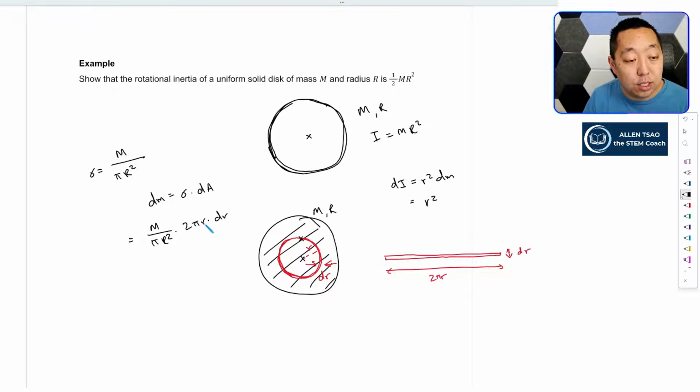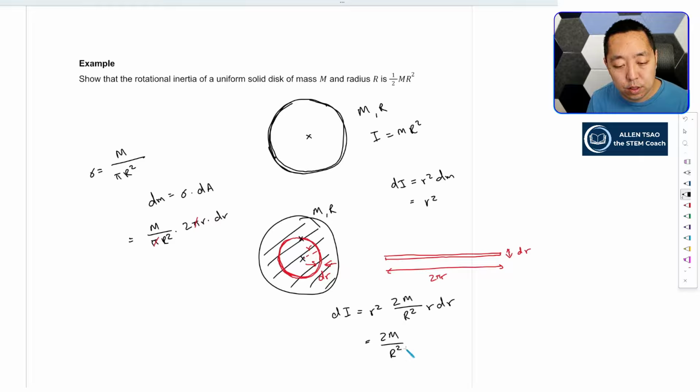Now, careful, this little r is for the actual ring, and this big R is for the entire disk, because this is the entire mass of the disk over the total area of the disk. So be very careful about which r's you're using here. The pi's cancel, and you get something like this. Now dI is r squared times dm, which is this whole expression, 2M over R squared times r dr. And the r squared and the r become r cubed. That is the contribution of that mass.